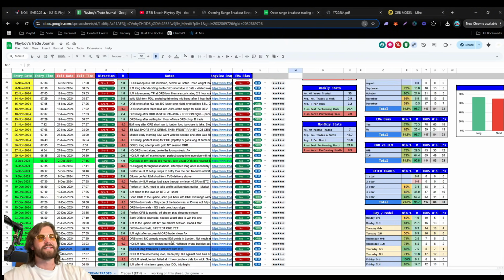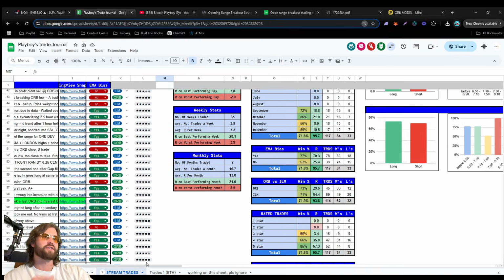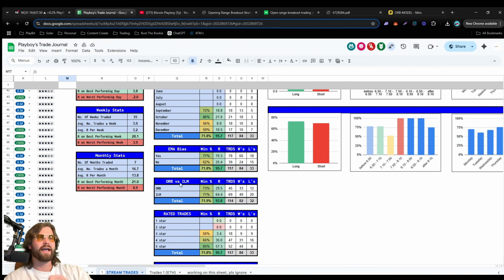But there's only one piece of data on here that matters, and this one piece of data is my ORB versus ILM. The ILM doesn't matter. It's another model I trade, and it will be in another video. But ORB, over 45 trades, and that's over a course of about 6 months. So I've taken 45 trades over 6 months, right? I'm not trading that often. I'm conservative, but I make a lot of money doing it.